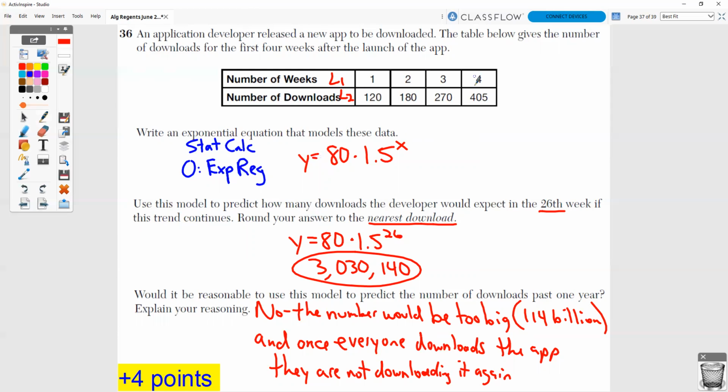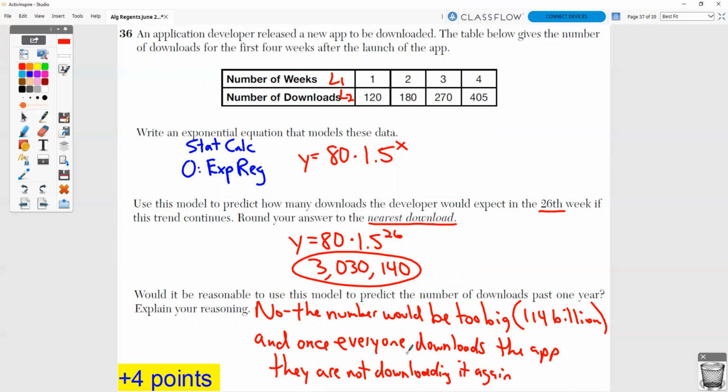Now, these were the number of weeks. So if I did 52, you're going to get a number that is way too big, a number that doesn't make any sense. Is there any app that when you do 52 weeks, it's going to be 114 billion with a B? That really is too big. It really wouldn't make sense. So no is the correct answer there, because the number would be too big.